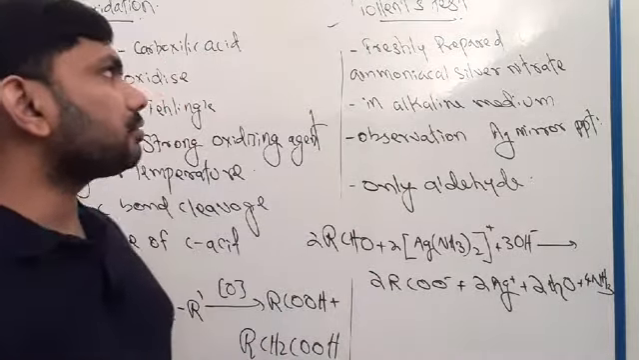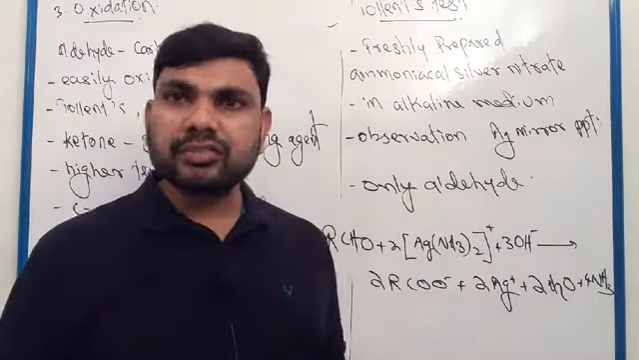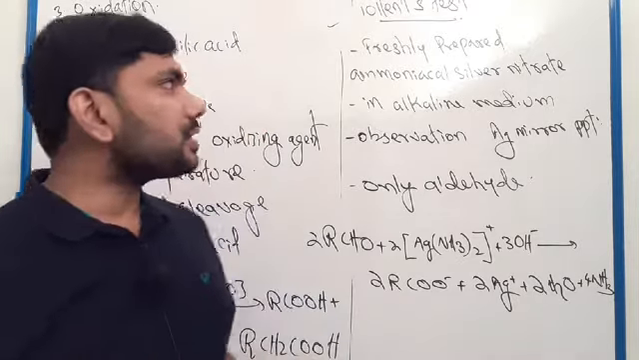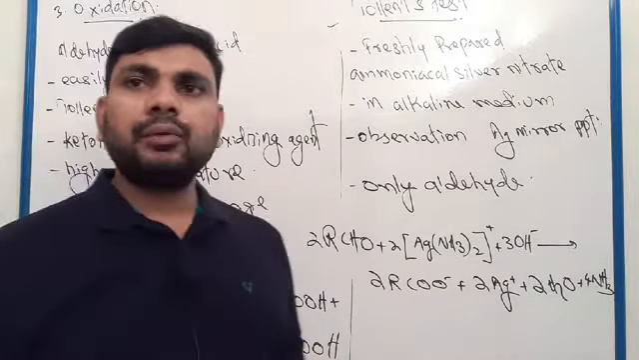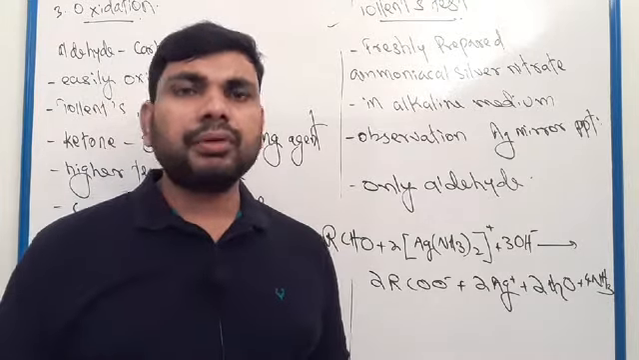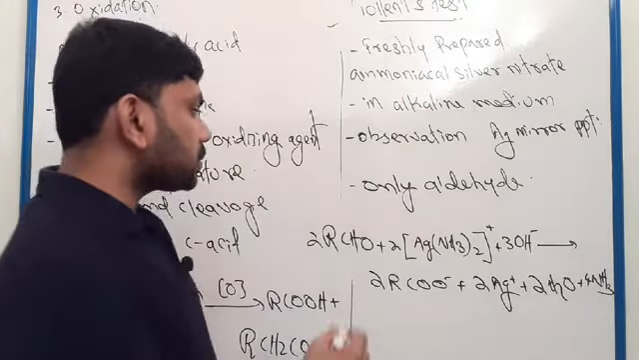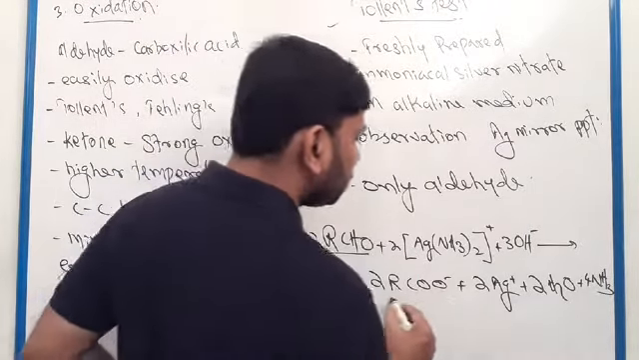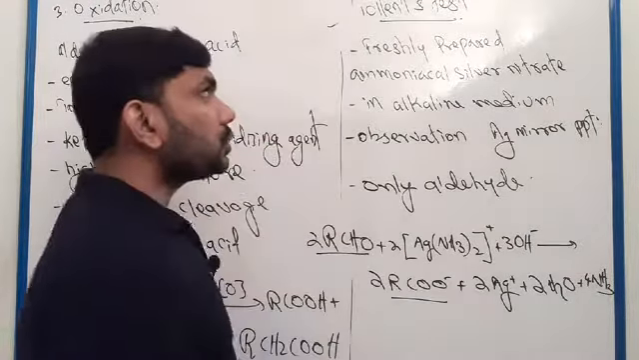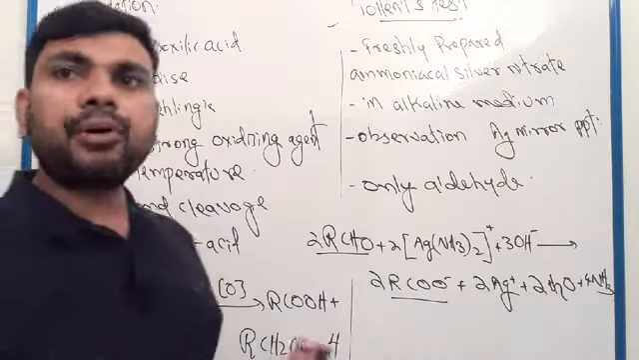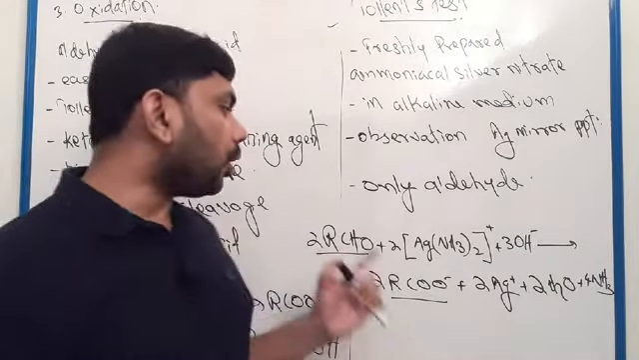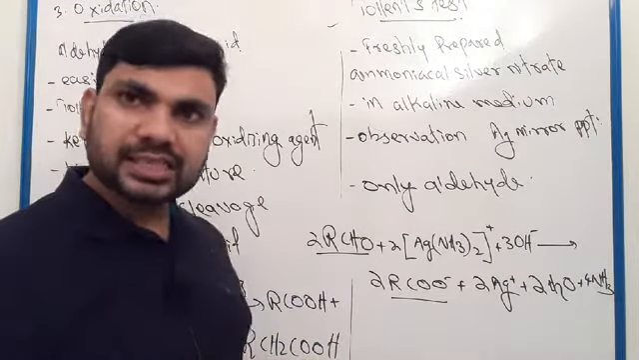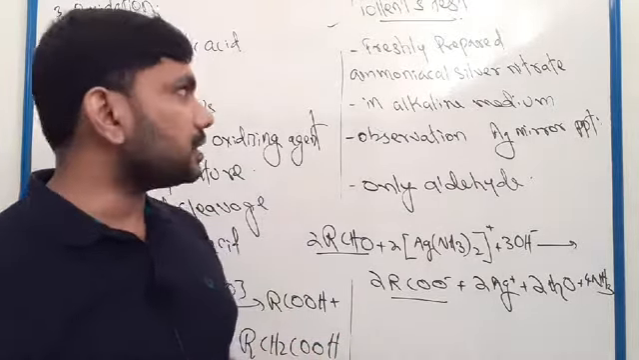Next we have to discuss Tollens reaction or Tollens test. Tollens test gives a positive result with aldehyde. Aldehyde will change to carboxylic acid. So this is one aldehyde, and after the chemical reaction it will be carboxylic acid. So during Tollens test, what type of chemical reaction takes place? Oxidation takes place. During Tollens test and Fehling's test, oxidation takes place.